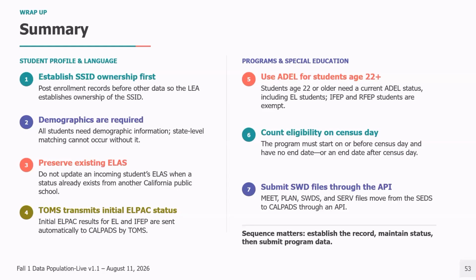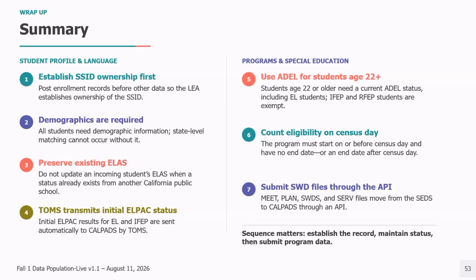Four, TOMS transmits the initial LPAC status. So for all those students that are TBD and are eventually non-English speaking students or do not have English as a primary language, the initial LPAC results will come from TOMS, and whether they are EL or IFEP, that will be populated to CalPADS. Likewise, we cannot change an IFEP status, and we can only update an EL to an RFEP. We cannot submit or delete EL and IFEP status in CalPADS. Those come from TOMS, and there's STAIRS procedures if those are ever a mistake.